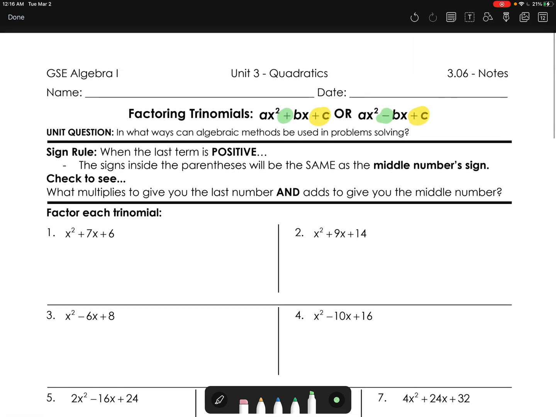So we'll start with when your last term is positive and what you do in those situations. So when your last term is positive, the sign inside the parentheses will be the same as the middle number's sign. So let's do an example of this.